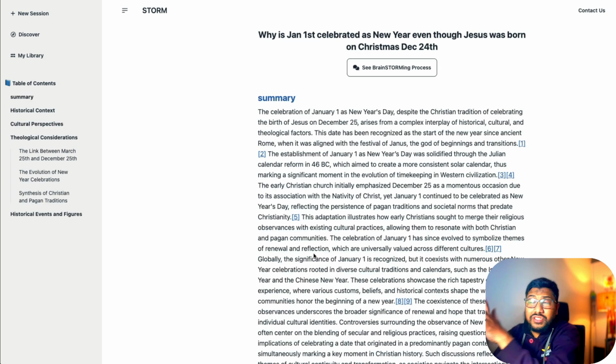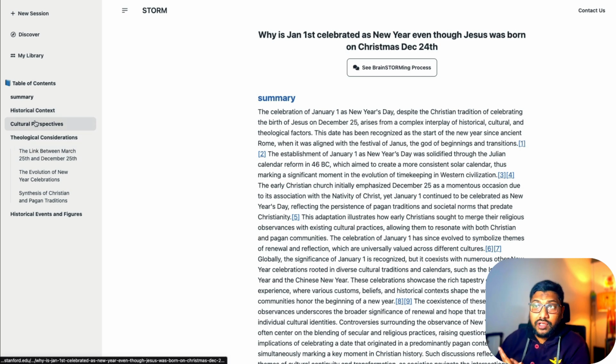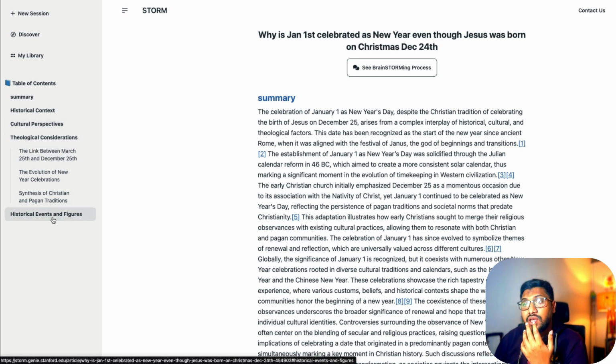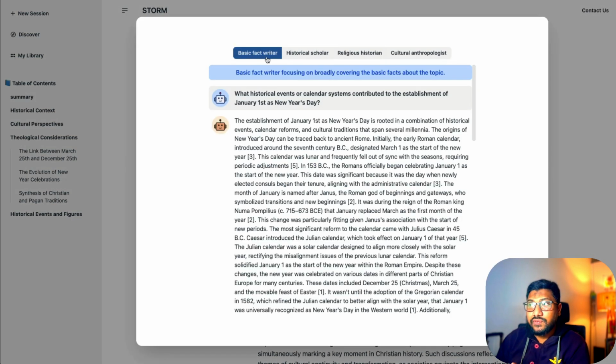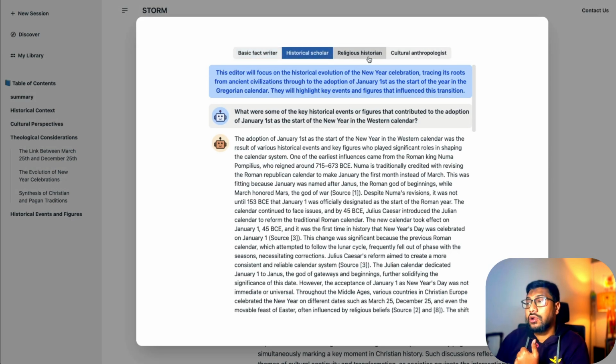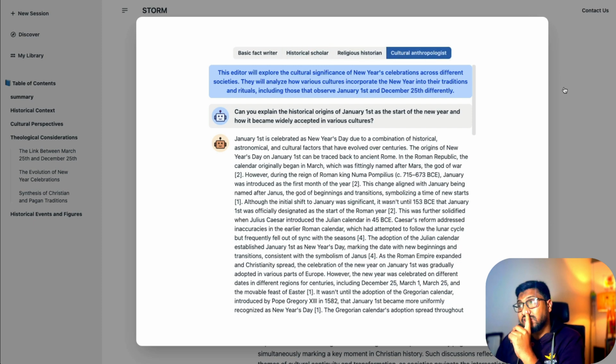Because this is not a very strong research project, you can see the table of contents is not as big as the other items that we got. Summary, historical information, cultural perspective, theological considerations, historical events, and figures. So you can see the brainstorming process. We have got a basic fact writer, historical scholar, religious historian, a cultural anthropologist. That's a very interesting choice, to be honest.